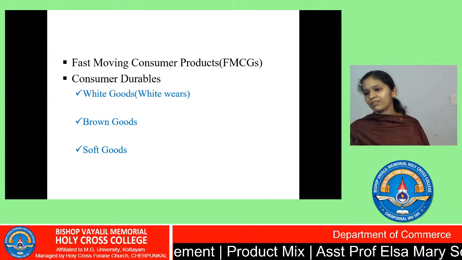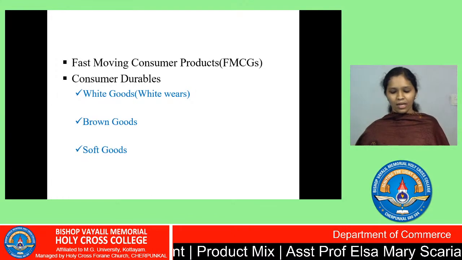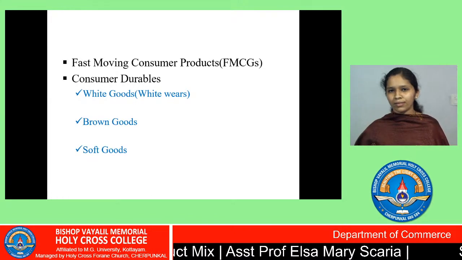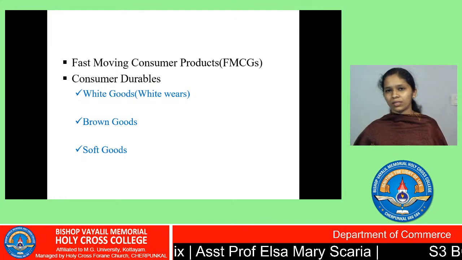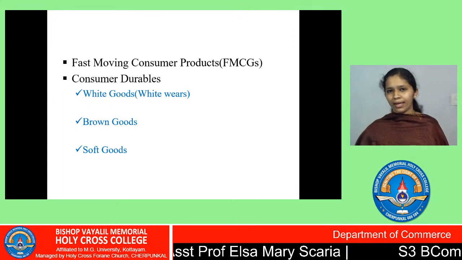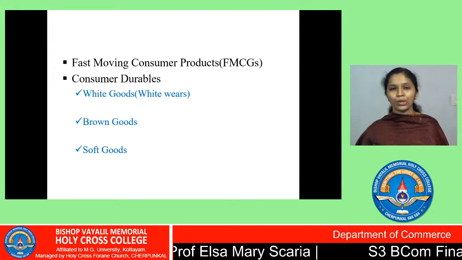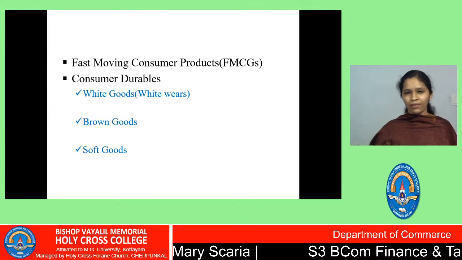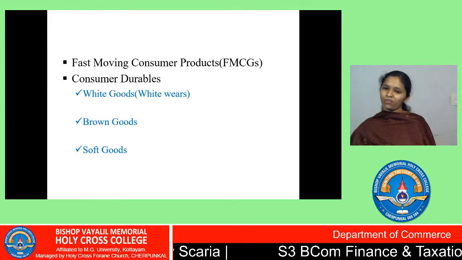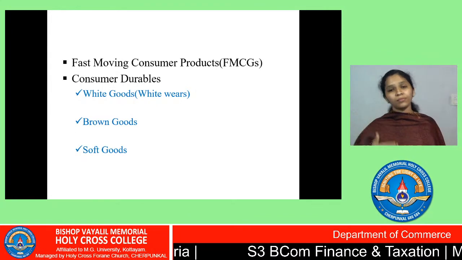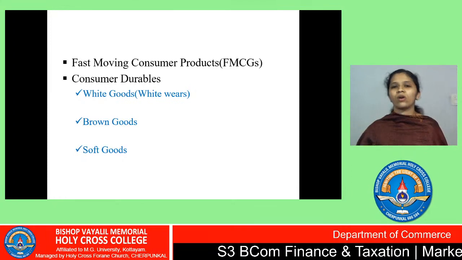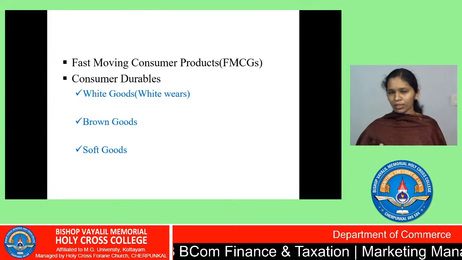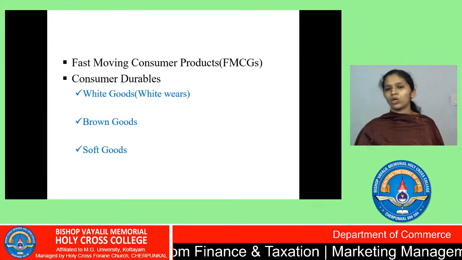Then second classification of consumer durables, that is brown goods. Brown goods means light electronic durables compared to white goods. For example, TV, computer, DVD, mobile phone, etc. White goods എന്ന് പറഞ്ഞാൽ heavy household appliances ആണ്. Brown goods എന്ന് പറഞ്ഞാൽ അതിലും കുറച്ചും കൂടെ കുറഞ്ഞ താഴെ നിൽക്കുന്ന light electronic durables.